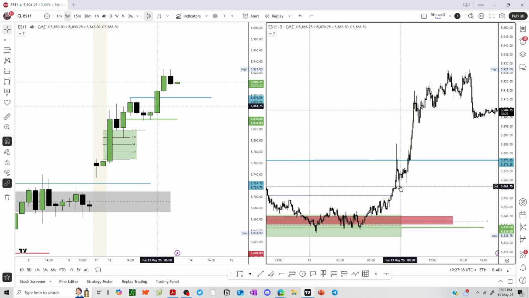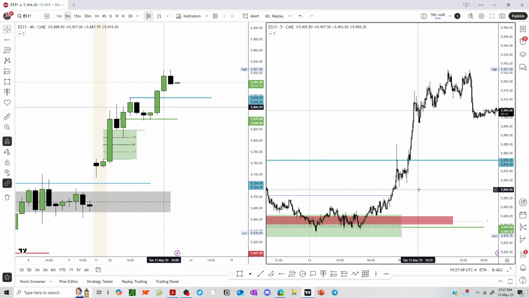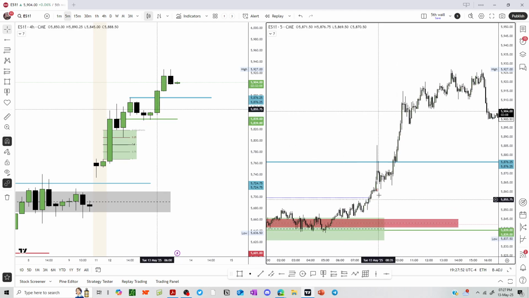So this is the 9:30 opening price right here. But what do you have prior to that? We have news, CPI news. Price ran up above the previous day's high. Came back down, closed here, opened, ran back up, tested it, dropped.